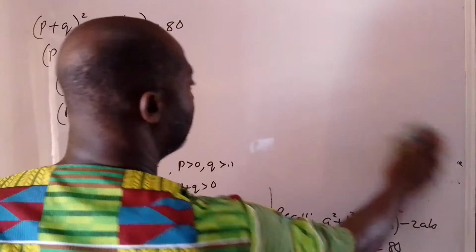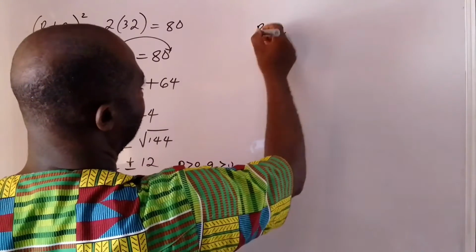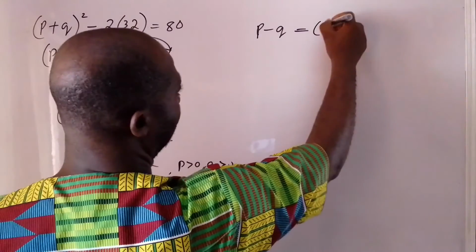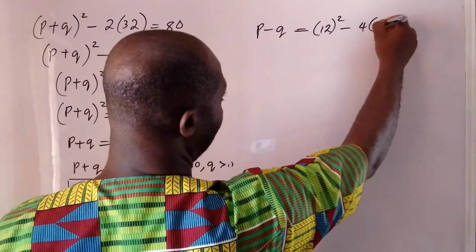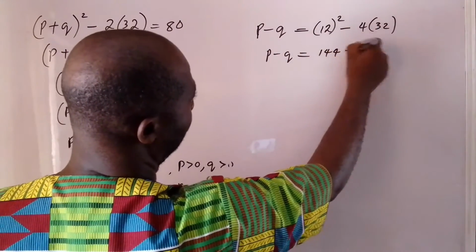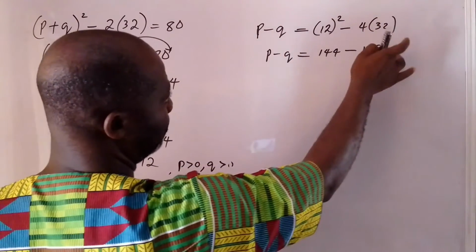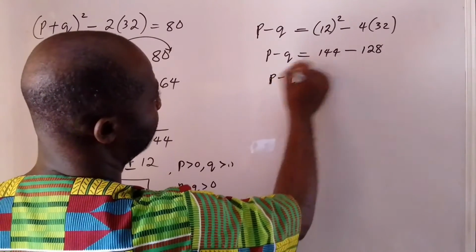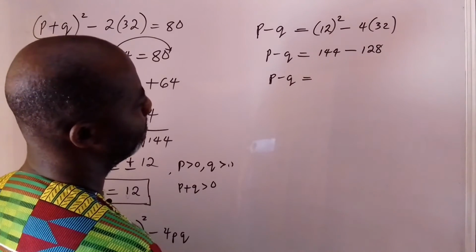Once that is established, then we can say that p minus q will give us p plus q, which is already 12, squared, minus 4 times pq. pq is 32. So we have 144 minus 4 times 32, which is 128. 4 times 2 is 8, 4 times 3 is 12, so that's 128. So p minus q will give us the difference between 144 and 128. That should be 16.